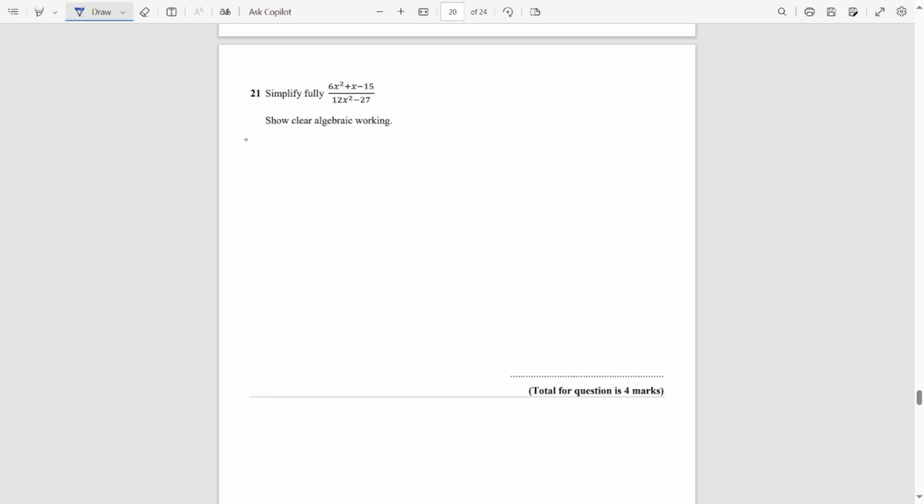So what I'm going to do is take this thing on the top, 6x squared plus x minus 15. You could use your calculator here to find the roots of this and work backwards to the factorization, and that works fine. If you're doing it longhand, like a pen and pencil method, we would first work out AC. That's this first number multiplied by this last number. So 6 times minus 15 is minus 90.